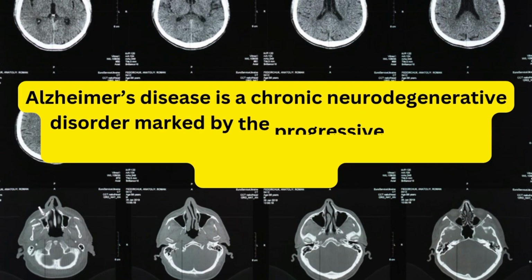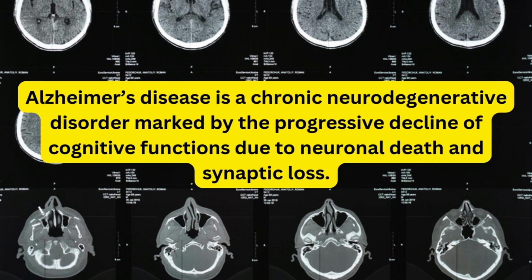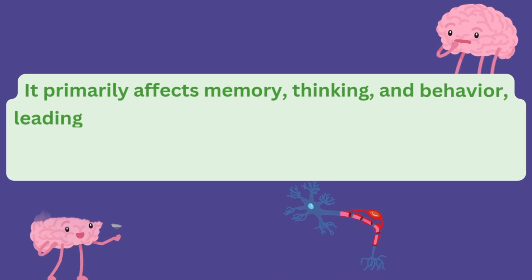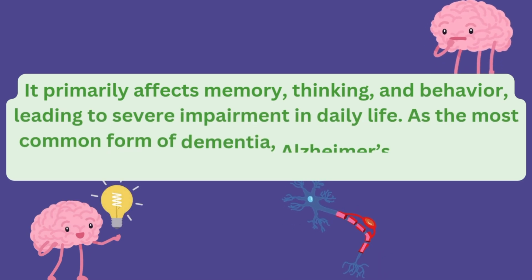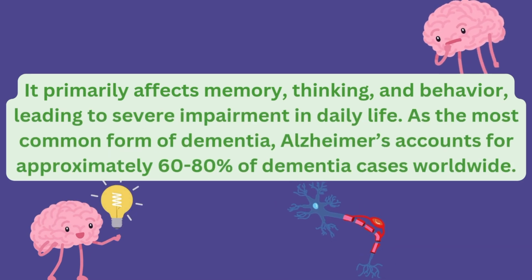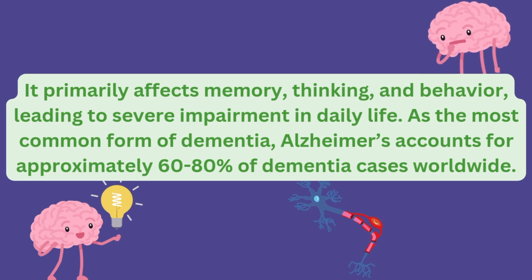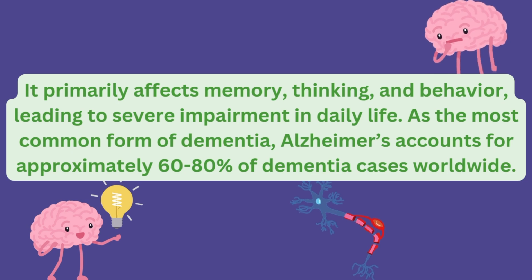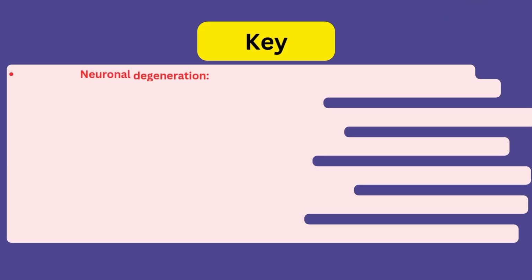So, Alzheimer's disease is a chronic neurodegenerative disorder marked by the progressive decline of cognitive function due to neuronal death and synaptic loss. It primarily affects memory, thinking, and behavior, leading to severe impairment in daily life. As the most common form of dementia, Alzheimer's accounts for approximately 60 to 80% of dementia cases.